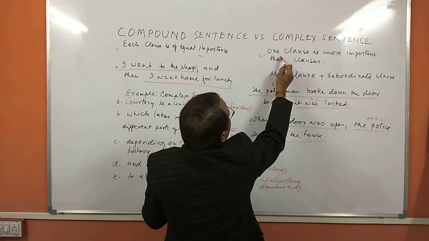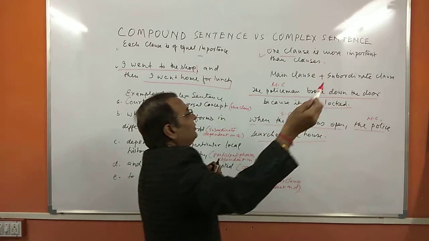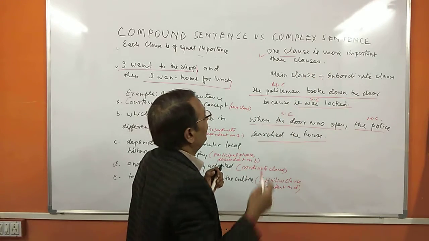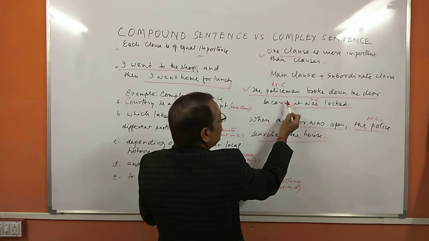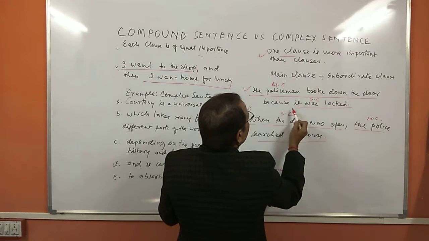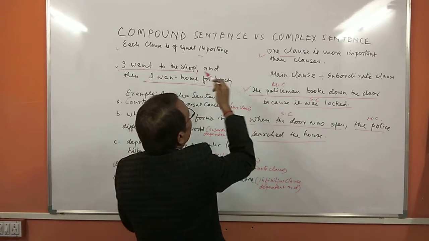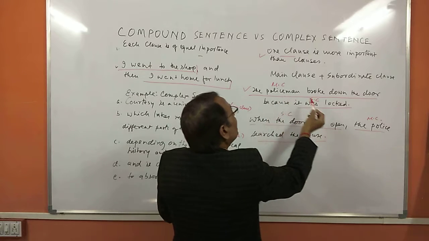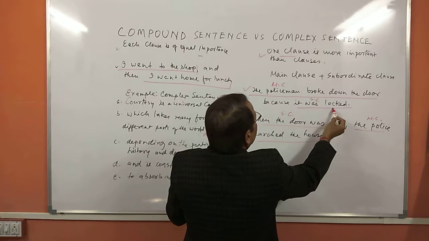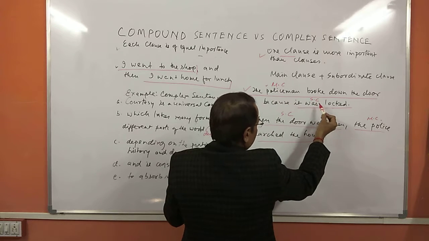It has at least one main clause, and then it is more important than other clauses in the sentence. I made a sentence here. The policeman broke down the door because it was locked. Here you see in this sentence how it is different from the compound sentence. In this sentence, the policeman broke down the door because it was locked, the main clause comes first, then comes the subordinate clause, right?